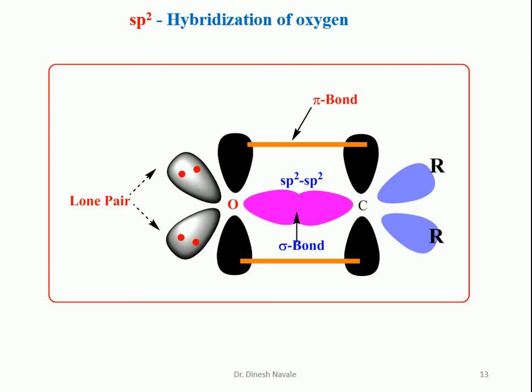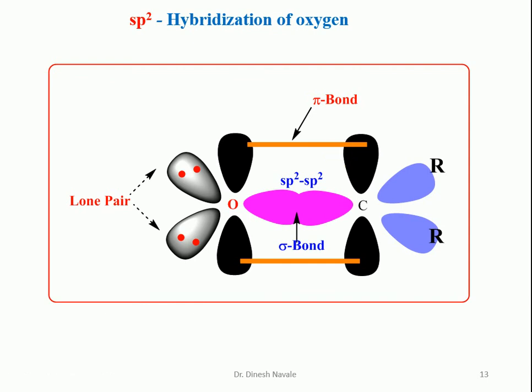So this is the hybridization like the carbonyl oxygen. There is a formation of the sigma bond between carbonyl carbon and carbonyl oxygen, and the sigma bond will be formed by the sp2 hybridized orbital of oxygen and the sp2 hybridized orbital of the carbon, whereas the pi bond will be formed by the unhybridized 2pz orbital of the oxygen and the unhybridized orbital of the carbon as well.